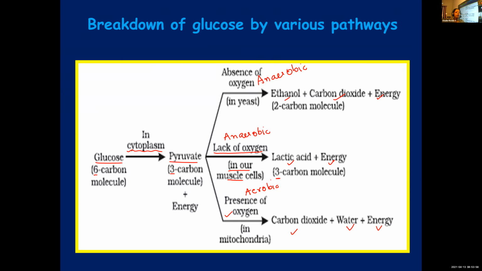What are the products formed in yeast cells? Carbon dioxide, energy, and ethanol. But when aerobic respiration is taking place, the products formed are carbon dioxide, water, and energy. And the products of anaerobic respiration in human muscle cells are lactic acid and energy. Don't forget it, learn it thoroughly.